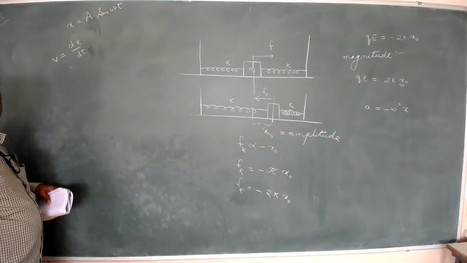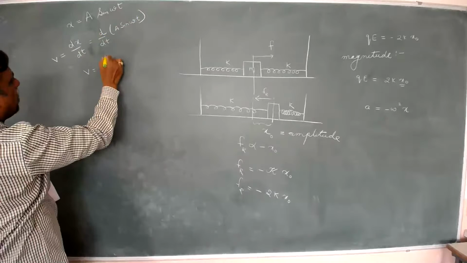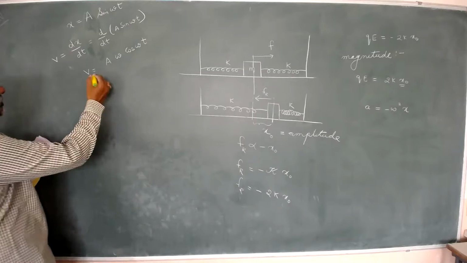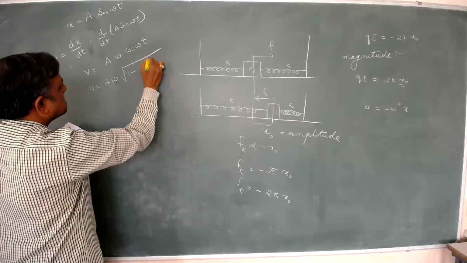If you differentiate this, d by dt of A sine omega t, with respect to time, then it becomes A omega cos omega t. Now I will modify this. V is equal to A omega cos omega t, and cos omega t we will write as under root of 1 minus sine square omega t.